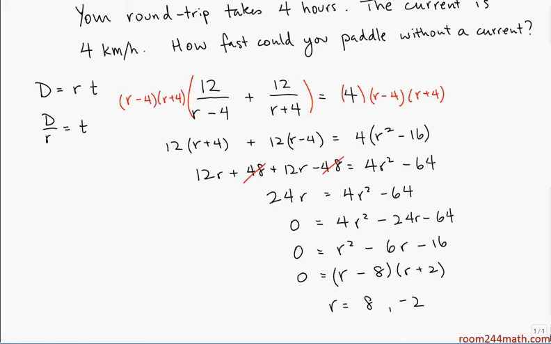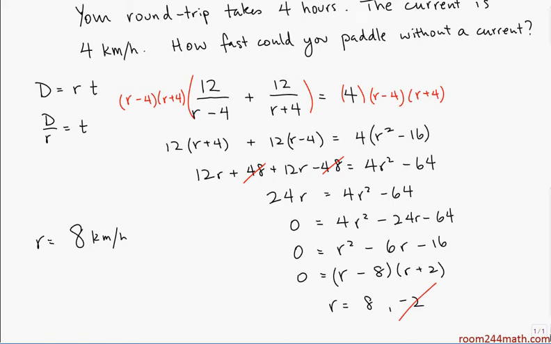Oftentimes when you get a quadratic resulting from a word problem, you'll end up having to toss out one of the answers because it's just not appropriate. It isn't really appropriate to have a rate here of negative 2 kilometers per hour. So we can essentially ignore or eliminate that one, and we end up with a solution here of 8 kilometers per hour. So you can paddle at 8 kilometers per hour.